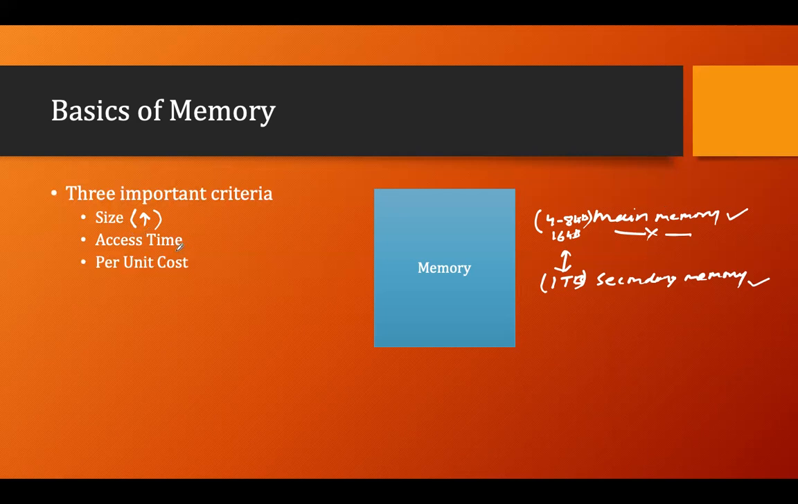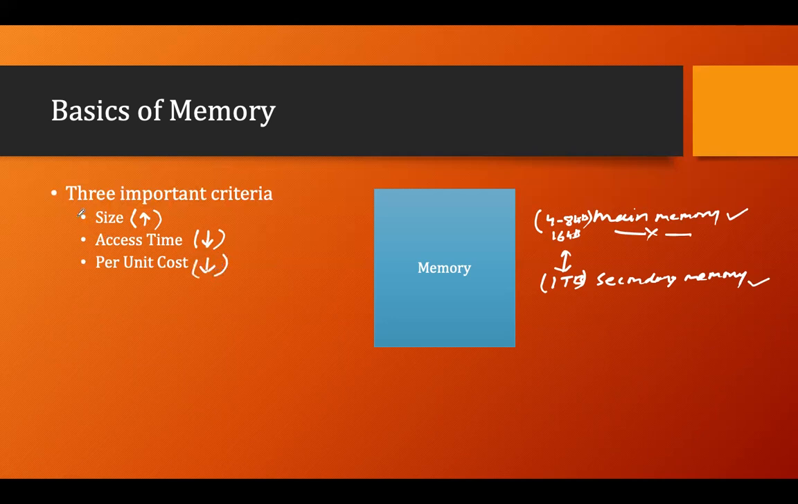The access time, what about the access time? We require that the access time should be less. Whatever program or data we require should be there in the main memory, and we can access that particular data or program as quickly as possible. And the third thing that we require is the cost per unit. We want the cost to be low as well.